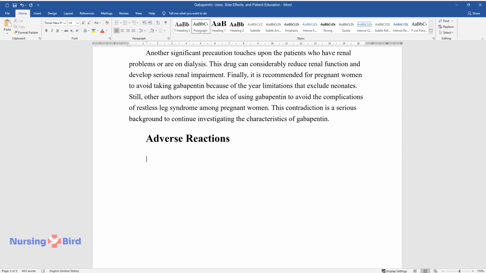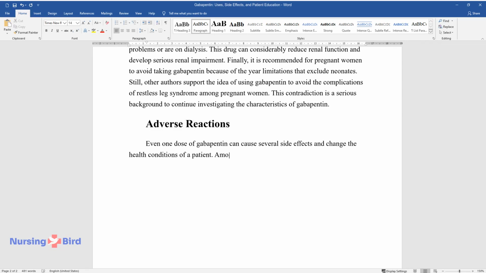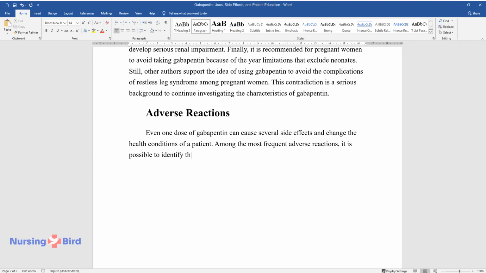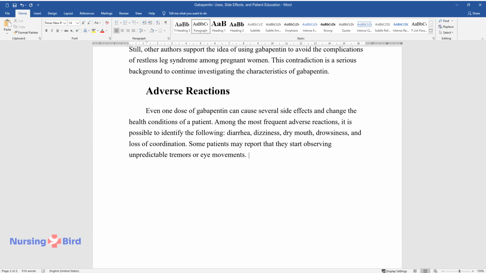Adverse reactions. Even one dose of gabapentin can cause several side effects and change the health conditions of a patient. Among the most frequent adverse reactions, it is possible to identify the following: diarrhea, dizziness, dry mouth, drowsiness, and loss of coordination. Some patients may report that they start observing unpredictable tremors or eye movements.